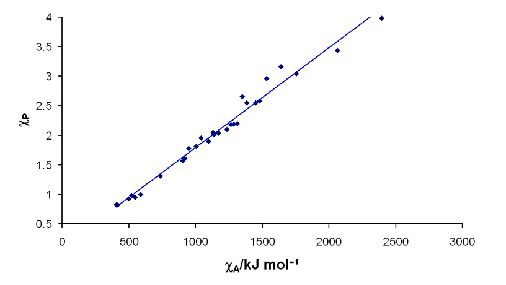Trends in electronegativity. Topic: periodic trends. In general, electronegativity increases on passing from left to right along a period, and decreases on descending a group.